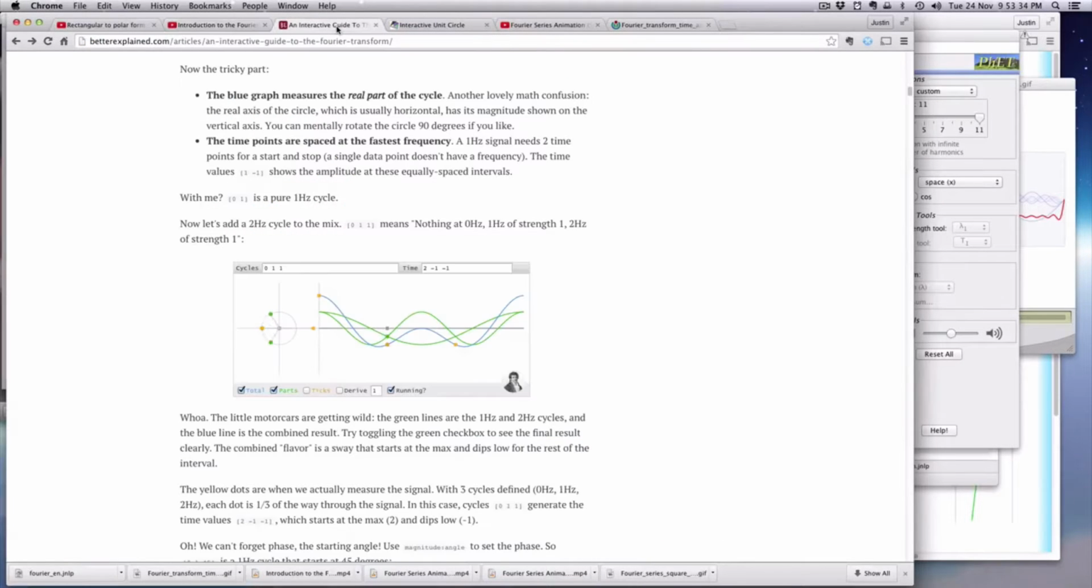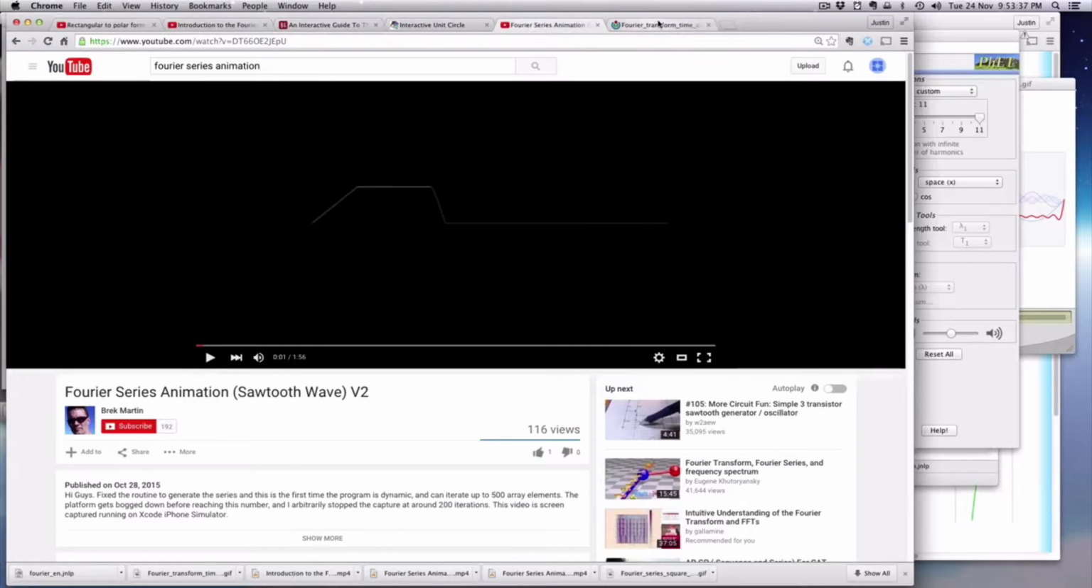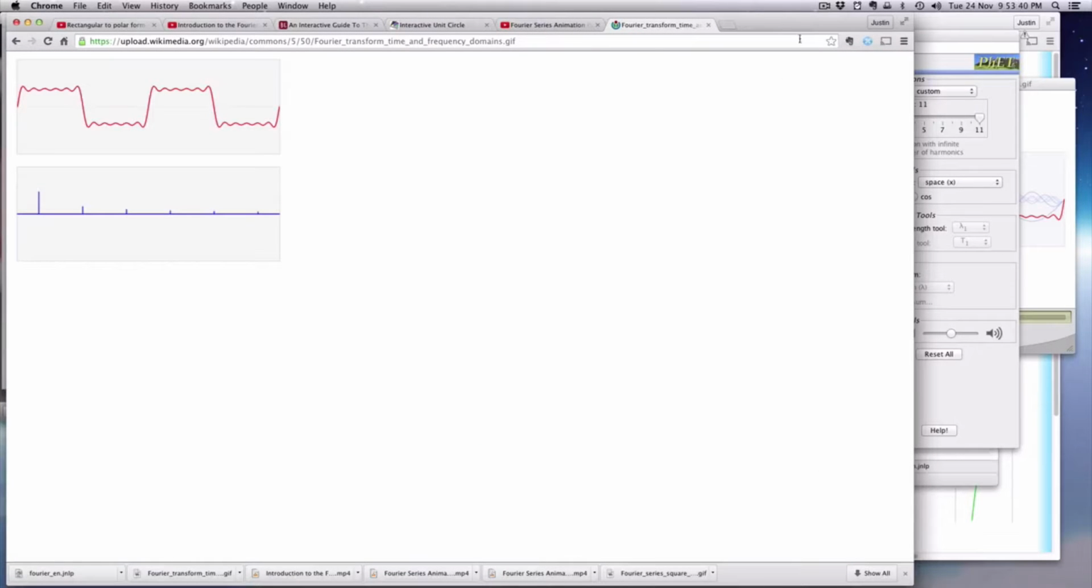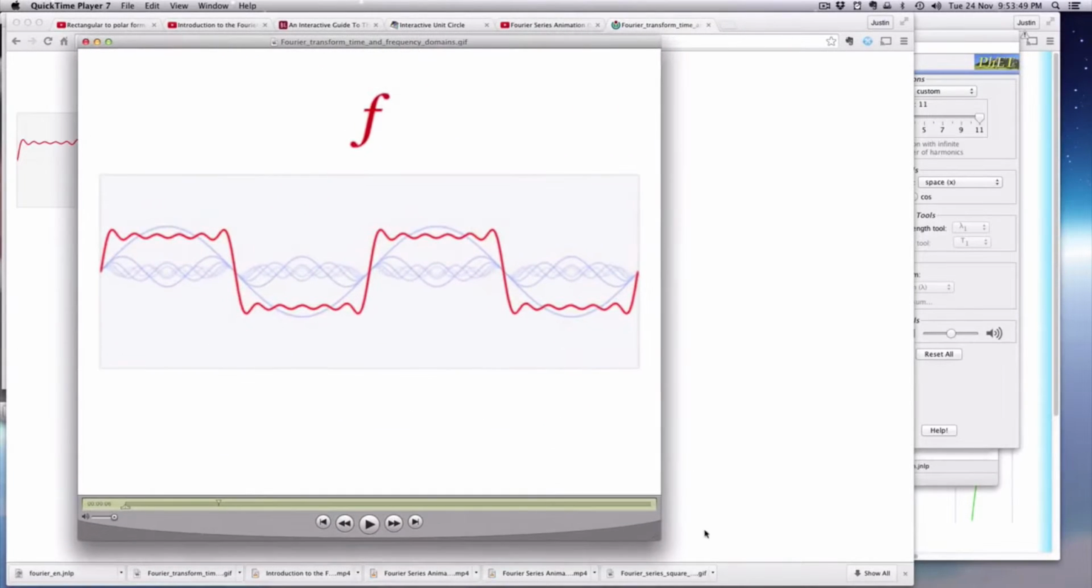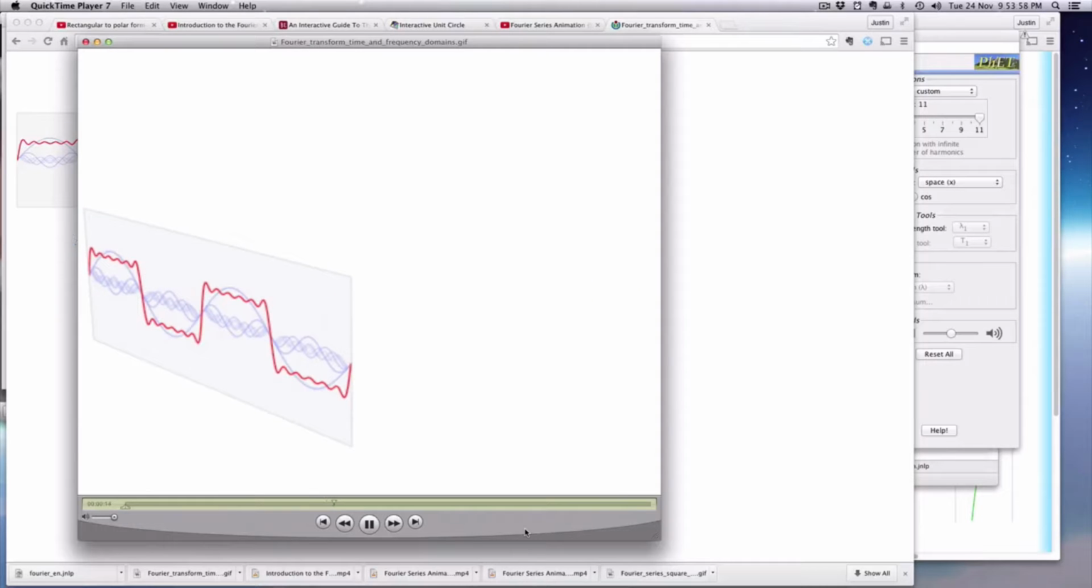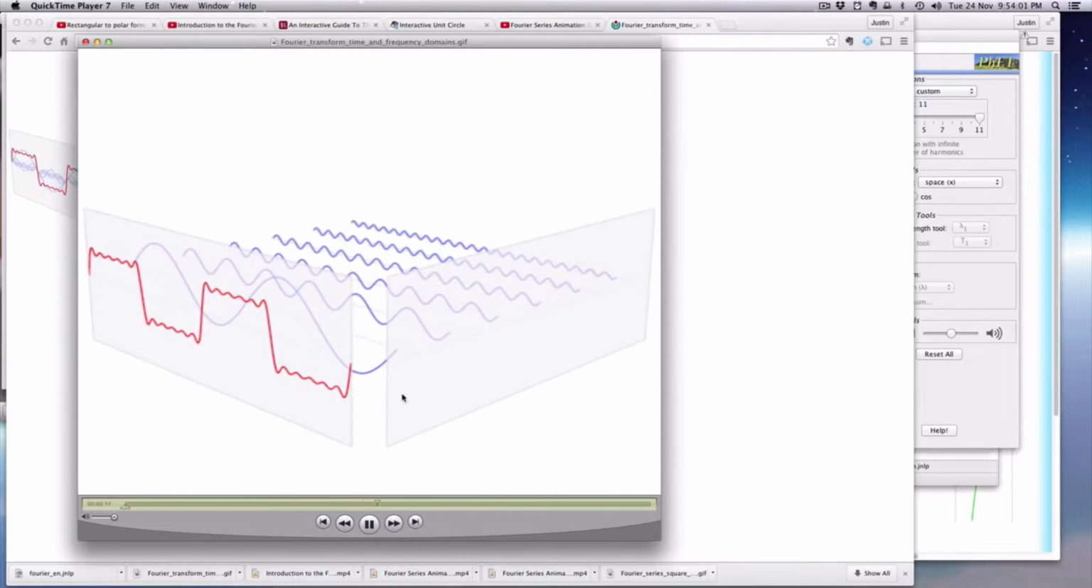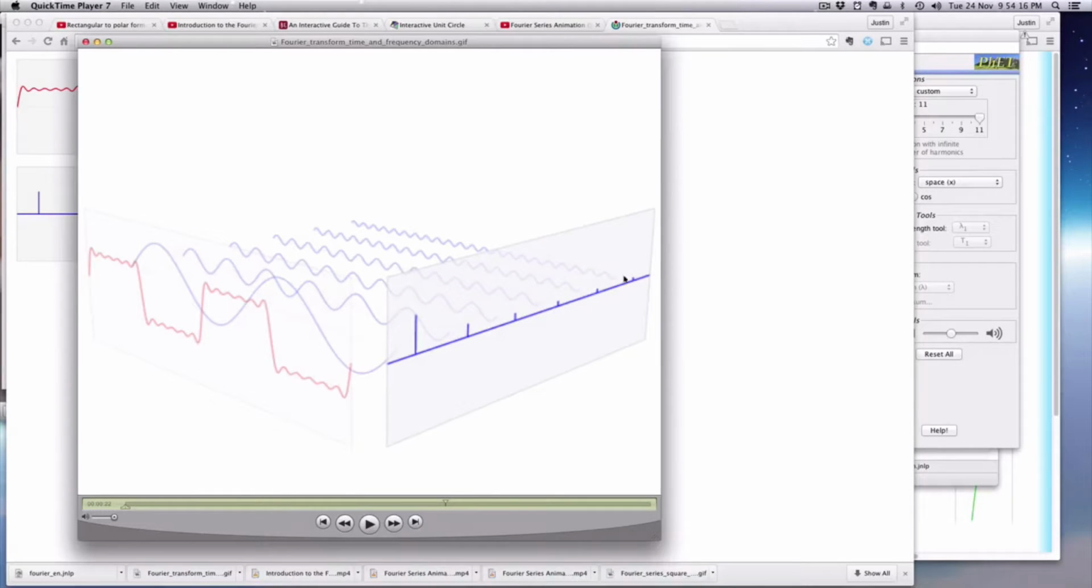Let's start with this animation right here. Actually, I have a better copy of it here. So we'll look at this animated GIF, and we'll see that we can take any basic signal and break it down into constituent sinusoids. You take this square wave, which is composed of adding sines, and you can break it out into its component parts.